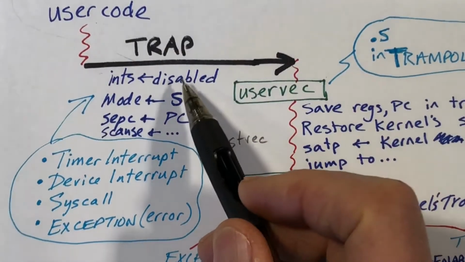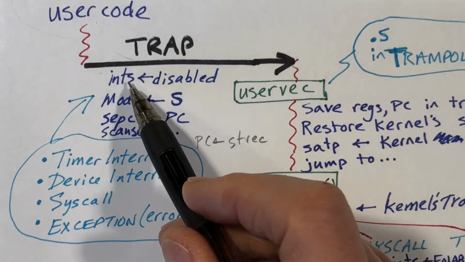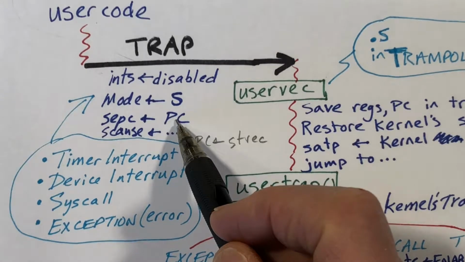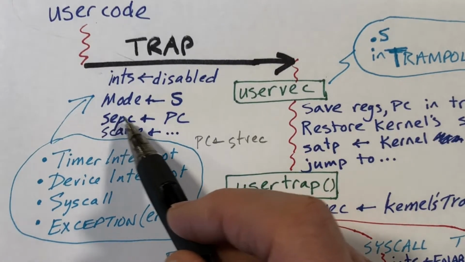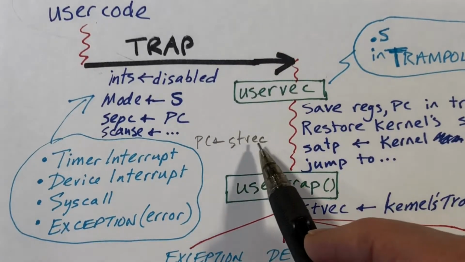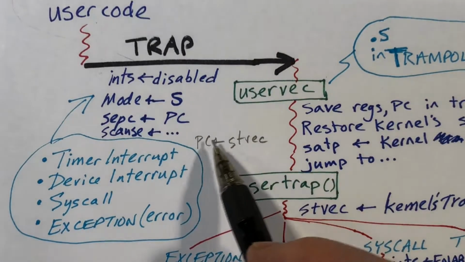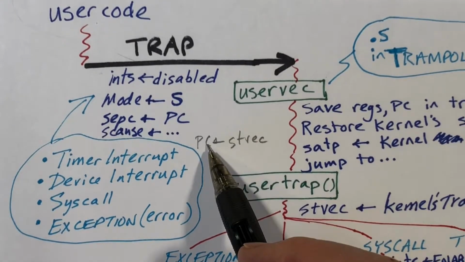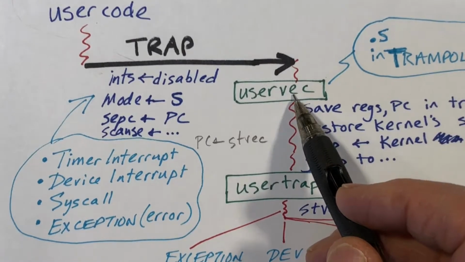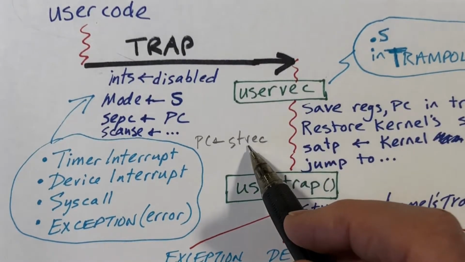When the trap occurs, interrupts are disabled by the hardware and we change into supervisor mode, and the current program counter is saved in the SEPC register. The STVec register is assumed to contain the address of the trap handler, and so the hardware will also load that into the program counter. That basically causes a jump to the uservec code because that is the address that the STVec contains.